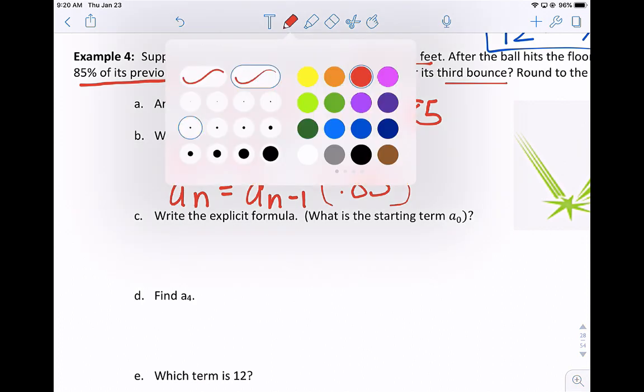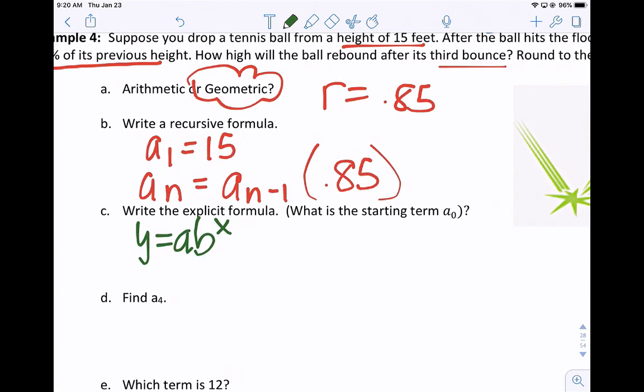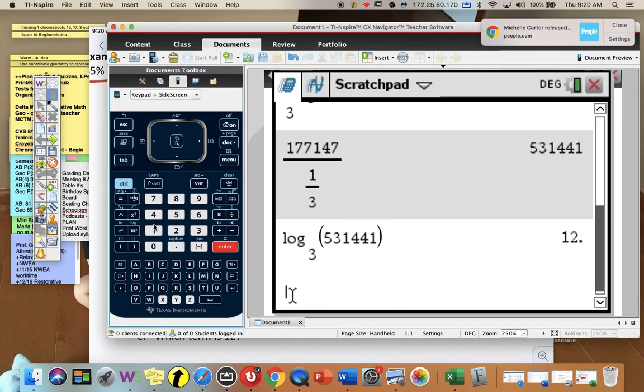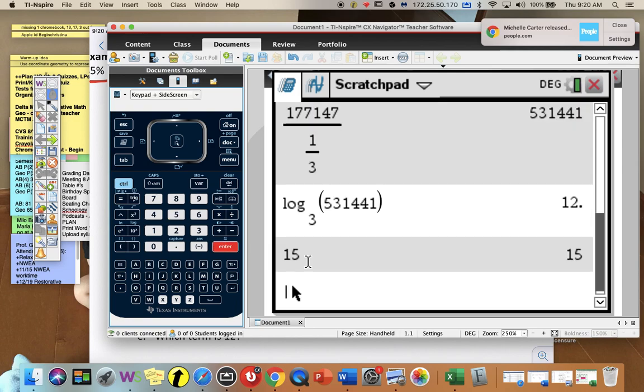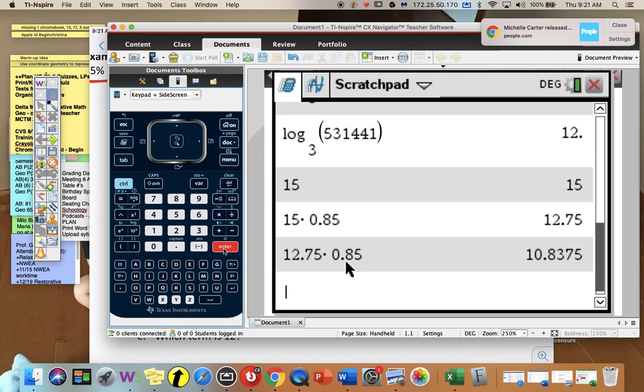We can also write the explicit formula. Okay, so we have our starting value is 15. The explicit formula is y equals a times b to the x. All right, we need what was the height at time 0. So if we're making our list, I'm going to type this in so you can see what this looks like. So we'll start with 15, enter, and we're going to take our previous answer, multiply by 0.85. Okay, so there it is, by the third bounce it is at 10.8375. Okay, so I'm going to write this down.